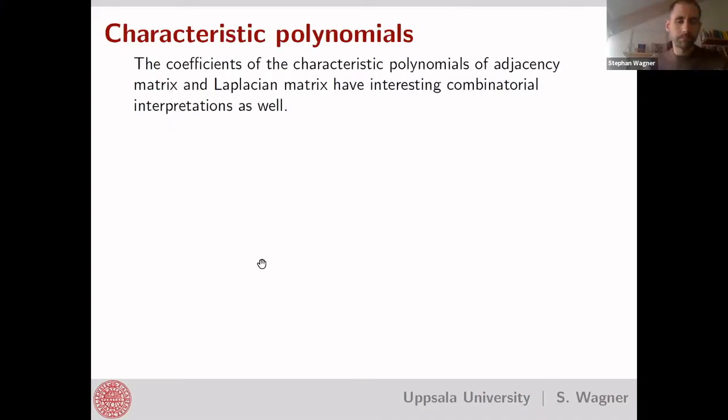Okay. The characteristic polynomials are another instance where we have a nice connection to combinatorial problems, to counting problems, because it turns out that the coefficients of the characteristic polynomial of both the adjacency matrix and the Laplacian matrix have combinatorial interpretations. So the coefficients are not just arbitrary numbers, they actually mean something in the graph.